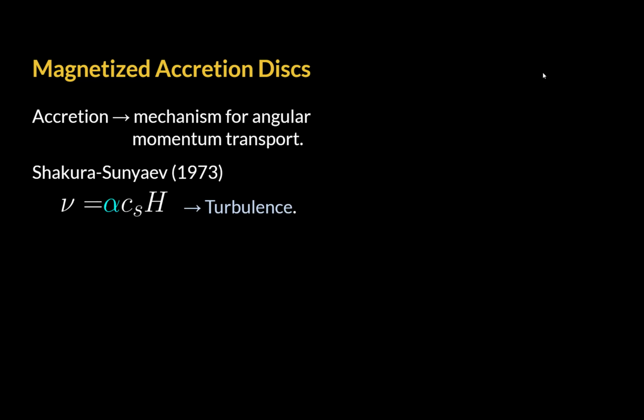So it's here that back in 1973, Shakura and Sunyaev proposed the famous pseudo-viscosity that is related to the turbulence of the disk. Nowadays, we express this pseudo-viscosity as proportional to the speed of sound and the height scale of the disk. And this famous alpha parameter basically tells us about the efficiency to transport angular momentum. It's related to the turbulence.